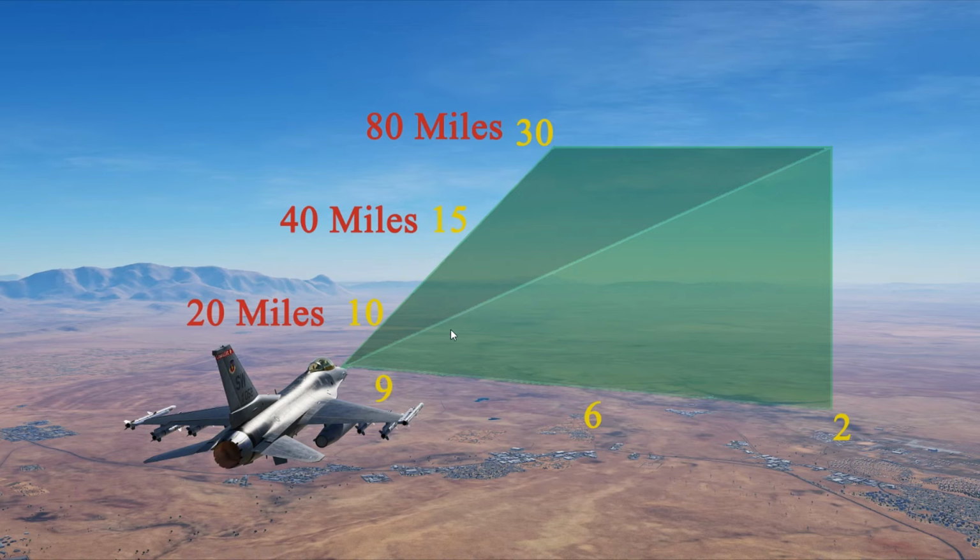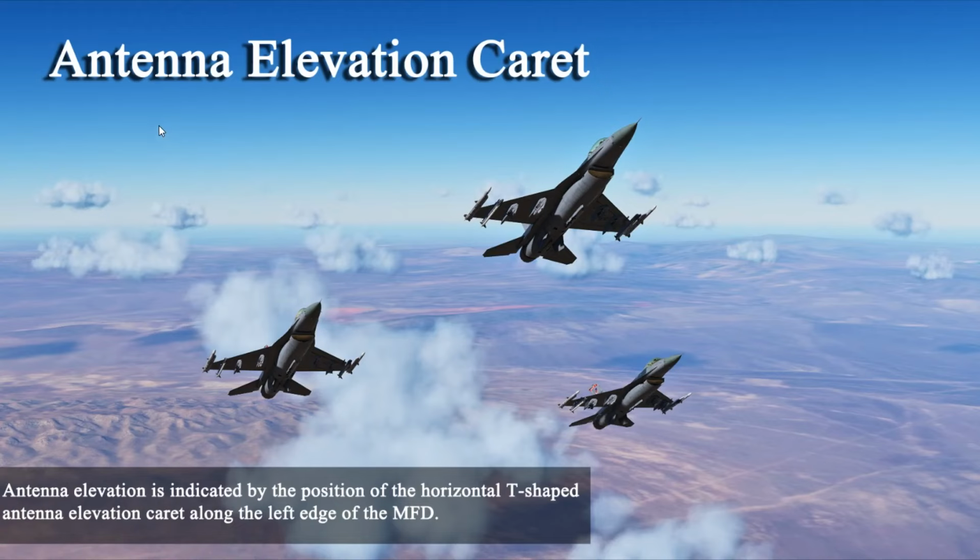Okay, so one of the last things we're going to talk about is the antenna elevation caret. The antenna elevation is indicated by the position of the horizontal T-shaped antenna elevation caret along the left edge of the MFD. Let's go have a look at that and we'll talk about exactly what that means.